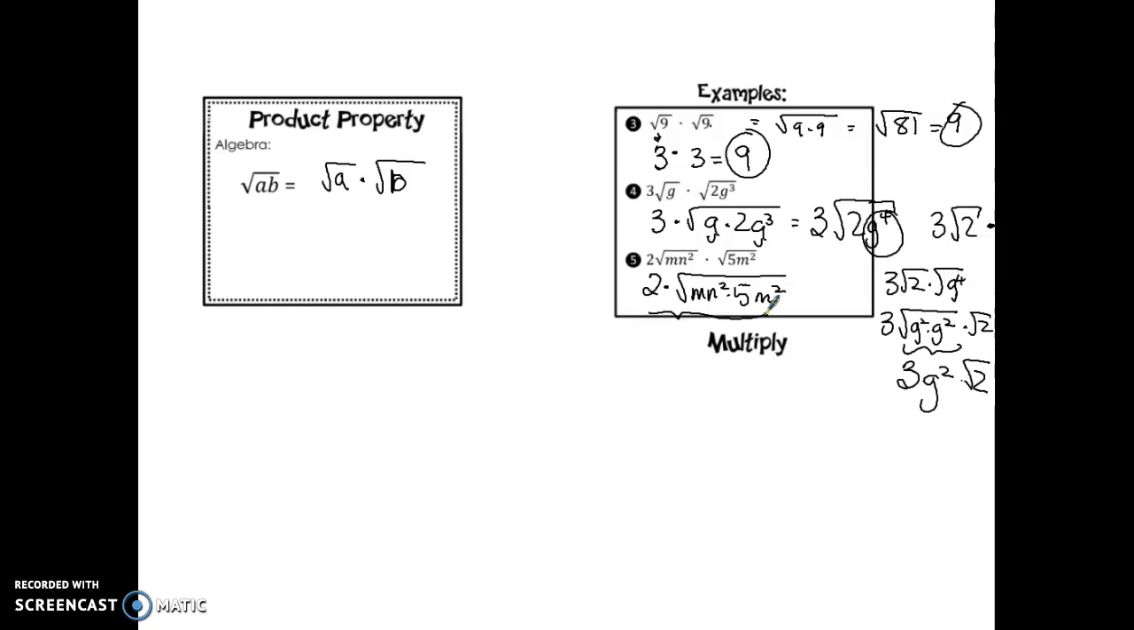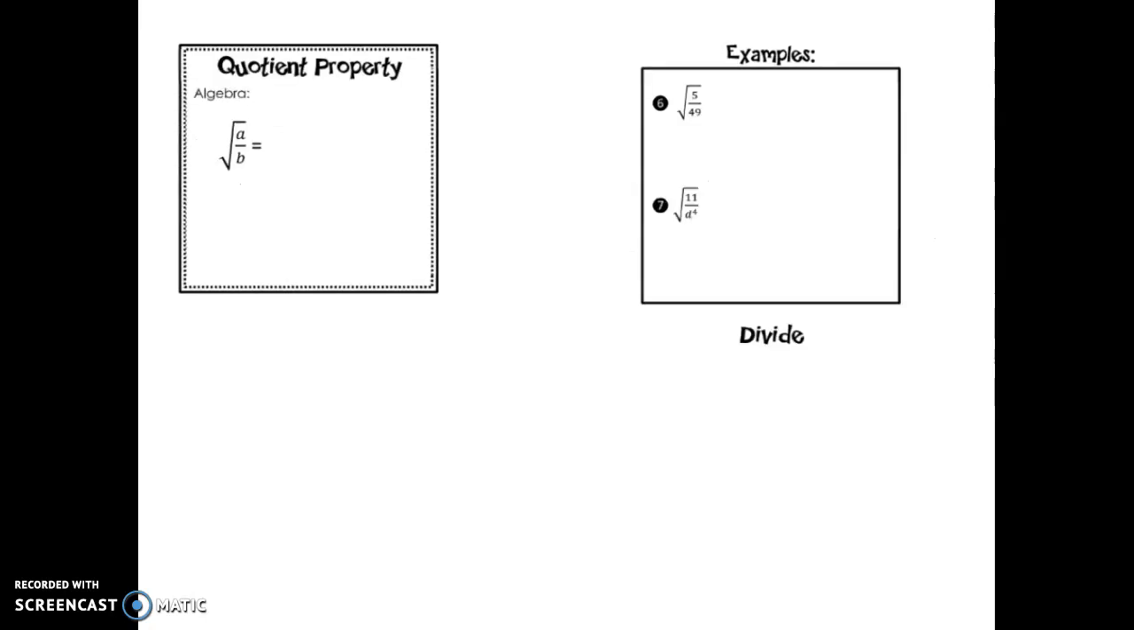Okay. When we divide, the quotient of something is the same as taking the root of a and dividing it by the root of b. We have seen these ones before. So what does that mean? That means that the square root of 5 over 49 is the same as taking the root of 5 and dividing it by the root of 49. Well, the root of 5 is an irrational number. You get some crazy decimals, so we just leave that. But the root of 49, I know what that is. It's 7. So I could rewrite this as root 5 over 7.